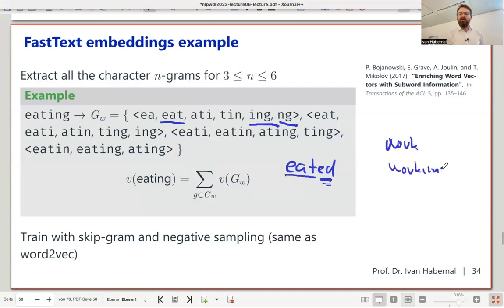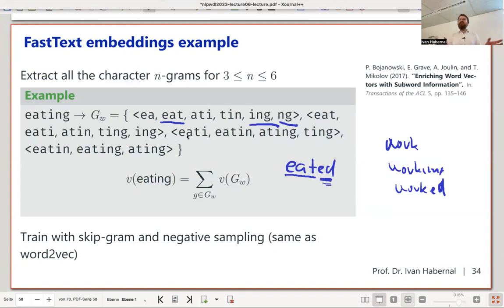You have working and worked. So you use some of the embeddings, and there are some embeddings that tell you something about the past tense, but the core message is kept. Okay, cool. So this is basically how they created the training data.